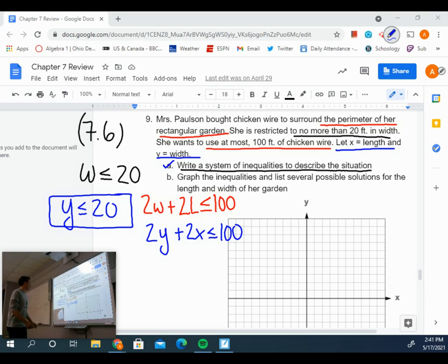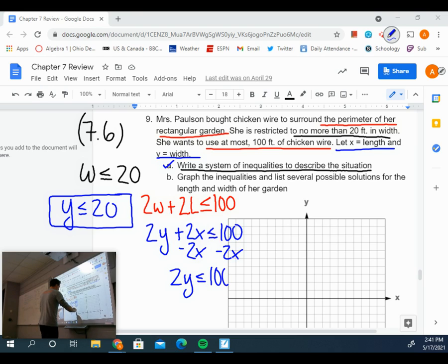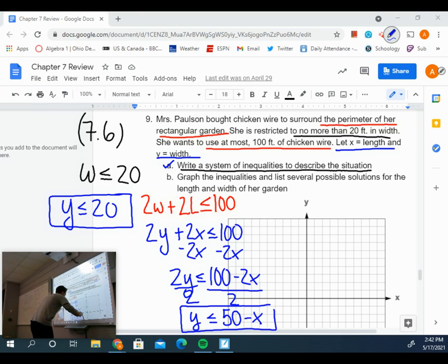Remember, to graph inequalities, we need Y to be by itself. But in this other inequality, Y is not by itself. So I need to get Y by itself. Notice I am not flipping the sign here because the number 2 that I divided both sides by is positive. And I end up with this inequality.